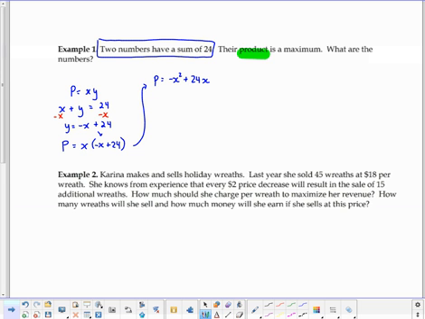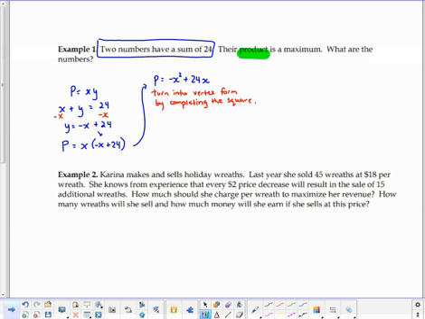So now once we have our equation in standard form, we want to turn it into vertex form by completing the square, so we can see our maximum, right? Because that's what we're looking for. Okay, so completing the square.